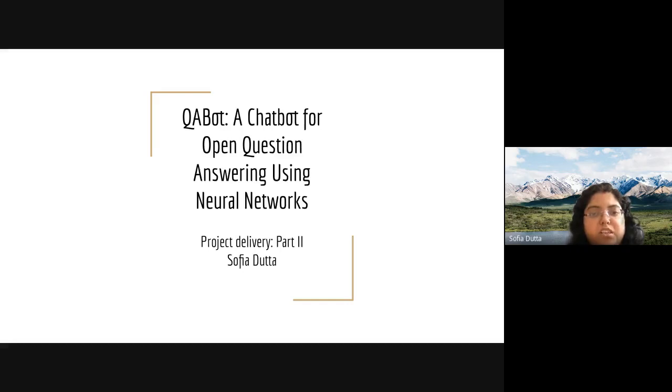My project is QABot, a chatbot for open question answering using neural networks. During the second phase of my project, I carried out the exploratory data analysis, created neural networks, and generated some initial results.